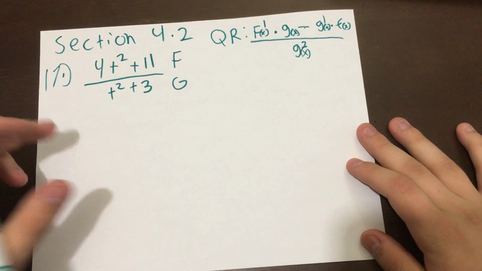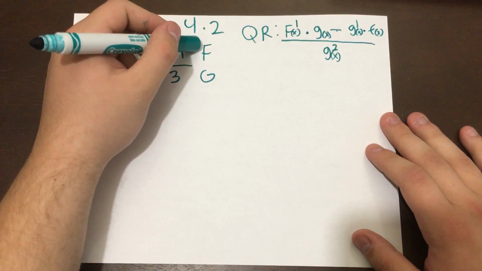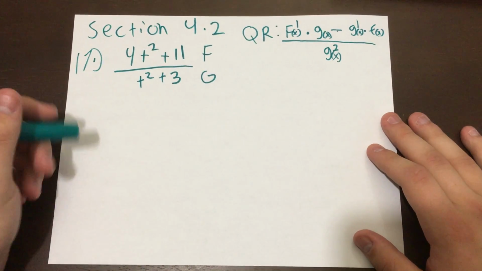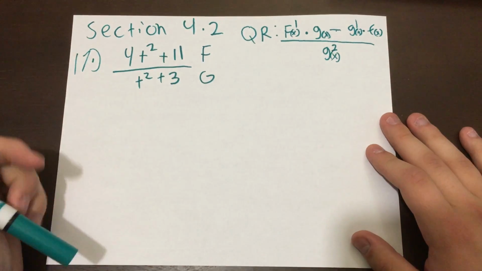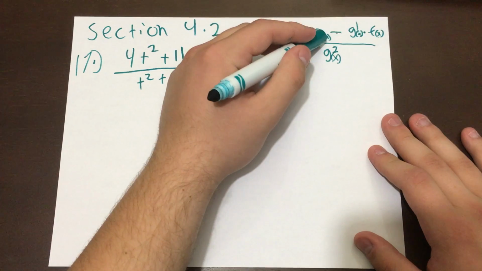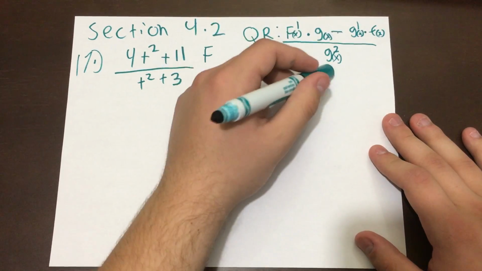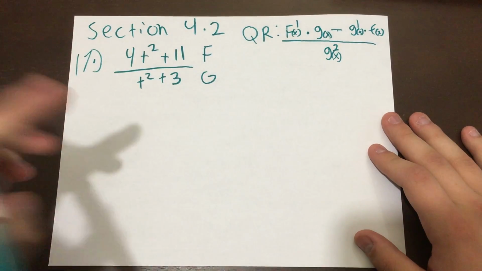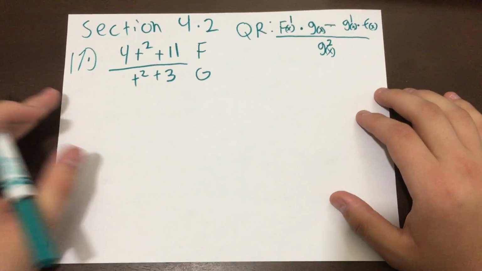So to first do the quotient rule, you need to find out what values you're going to use for f and g of x. So basically f is always going to be your top and g is always going to be your denominator. So the quotient rule is going to be the derivative of f times g of x minus the derivative of g times f of x over g squared, g of x squared. That's basically what that means.